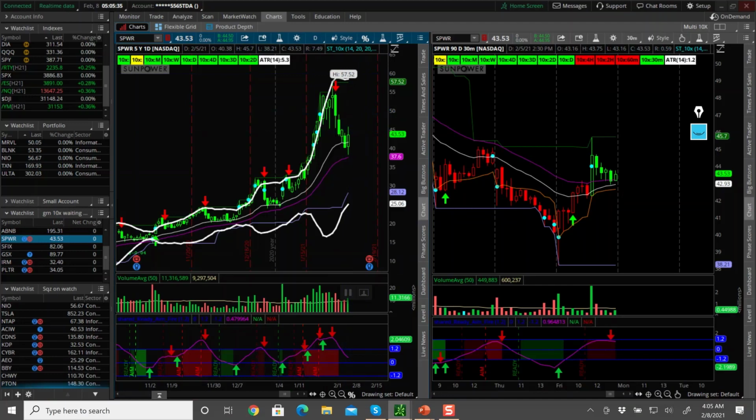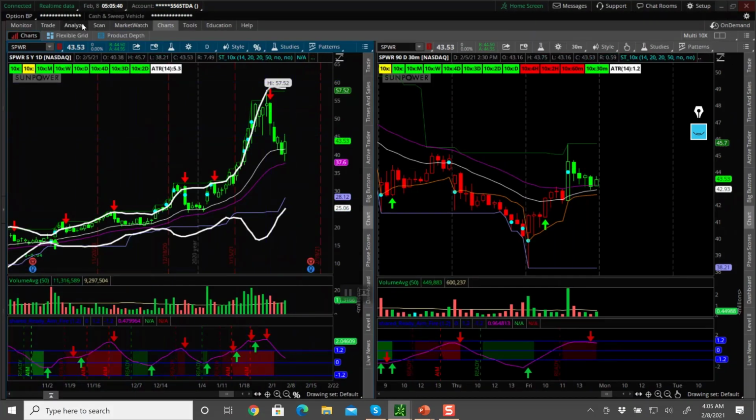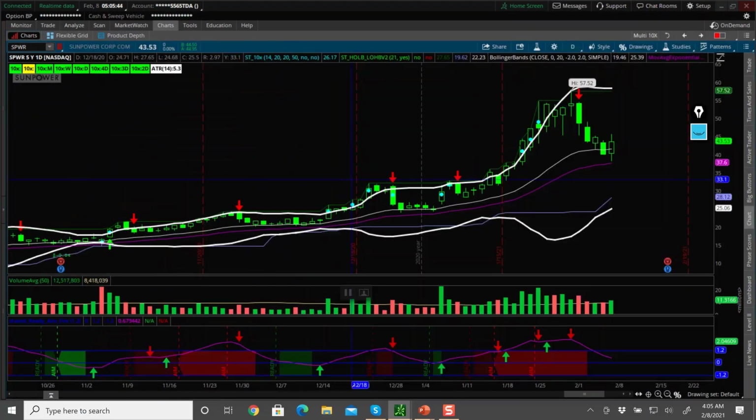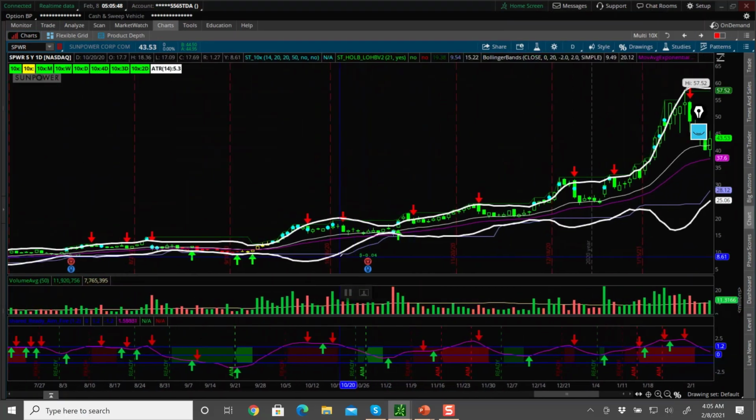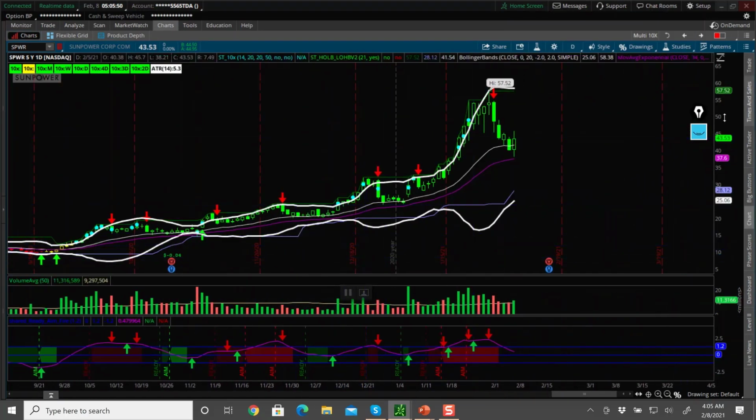Okay, so go ahead and do this, and all right, here's SunPower, a stock I'm looking at this week. All right, so we'll just say, let me move this over here.